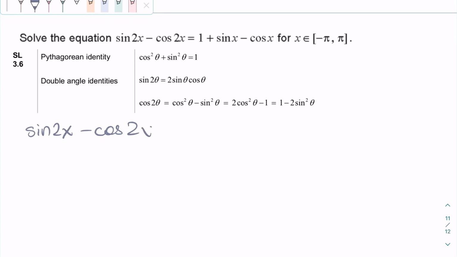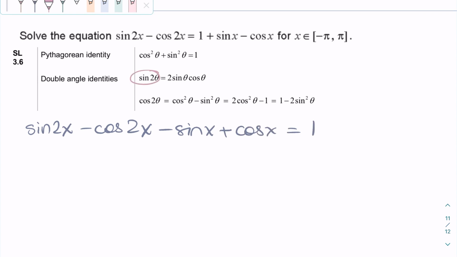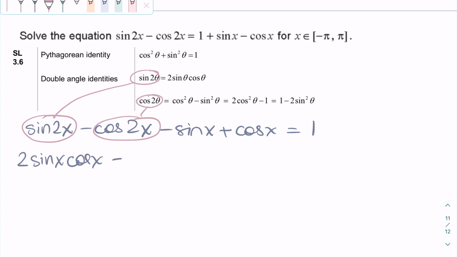With these, we can rewrite sine 2x and cosine 2x in terms of an argument of just x. Sine 2x will become 2 sine x cosine x, and we have a few options for what we can replace cosine 2x with. In this case, we can try out the second form, which is 2 cosine squared x minus 1.